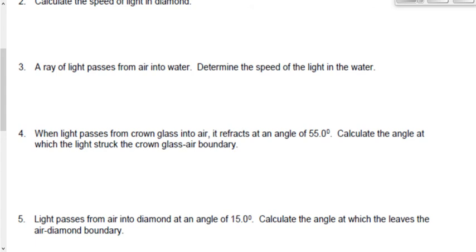Worksheet number 17 was a homework last night. We're going to go over 5 of those questions from worksheet number 17: 3, 4, 5, 7, and 8, starting with number 3. It says a ray of light passes from air into water. What's the speed of light in the water?